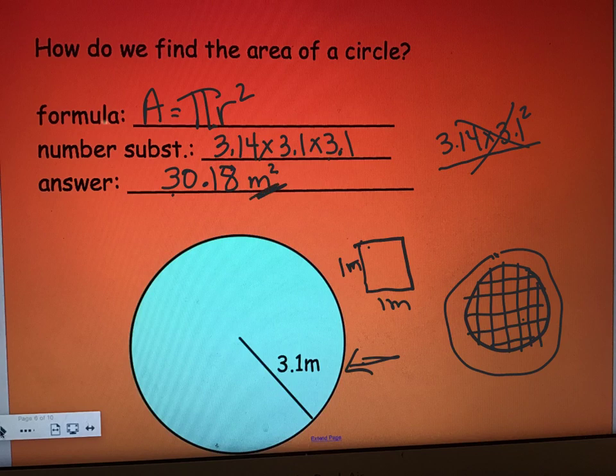Also, never ever do this. Some kids will go, oh, it's 30.18 square meters, and they put the little exponent of a 2 next to that number. Now that means 30 times 30, which is not the answer at all. So with meters squared, the squared has to go after your meters. So make sure it's not after the number.